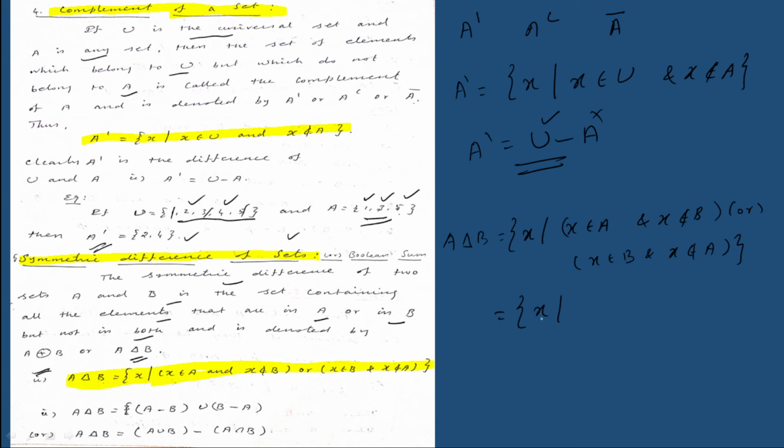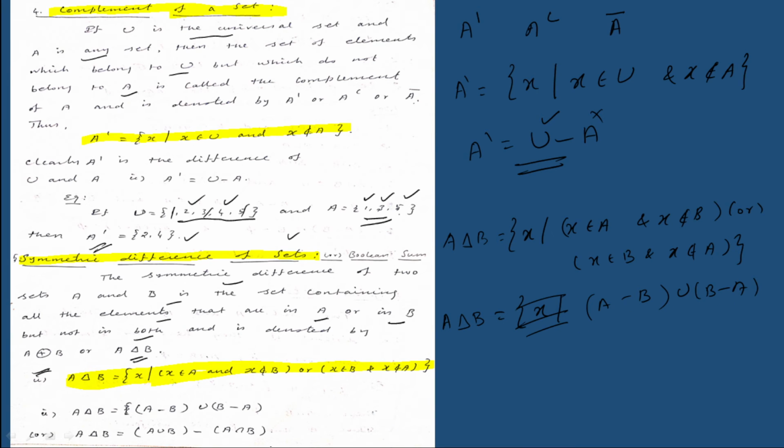A del B is nothing but, just now we have discussed, the set of all x such that x belongs to A and x doesn't belong to B. What is the meaning of that? That is nothing but x is an element of A minus B, and x belongs to B and x doesn't belong to A, which is B minus A. That is, A del B is nothing but A minus B union B minus A, which means A del B consists of the set of all elements that are in A minus B and also in B minus A.